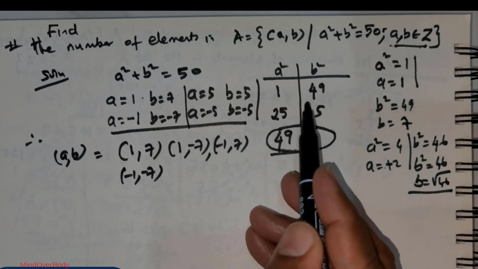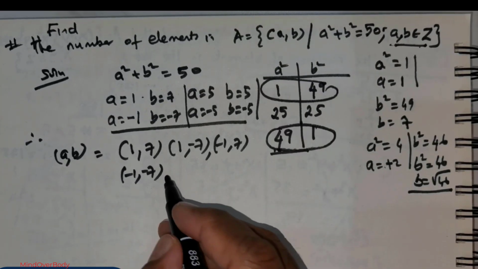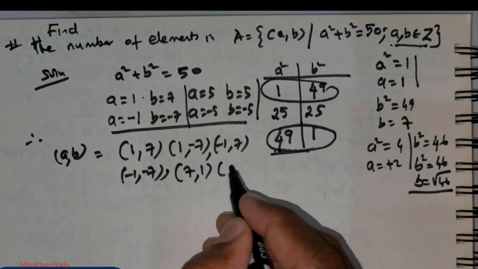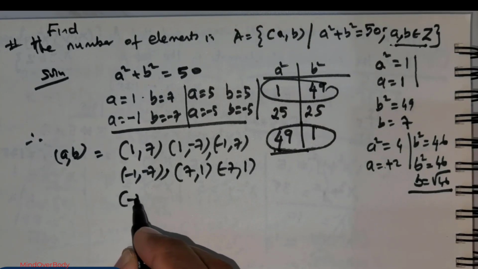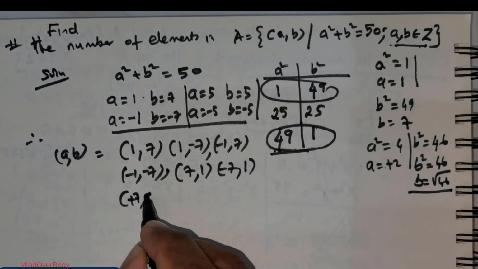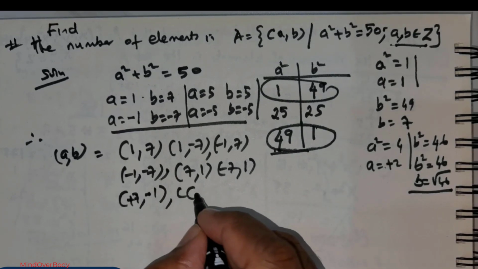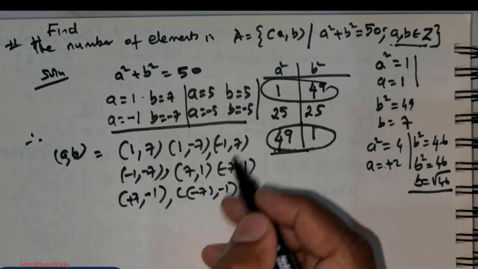Now we can outrightly present this situation, right? So instead of A being 1, A can be 7 and B can be 1. A can be negative 7, B can be 1. And A can be positive 7 and B can be negative 1. And A can be negative 7 and B can be negative 1. So we got 8 cases here.